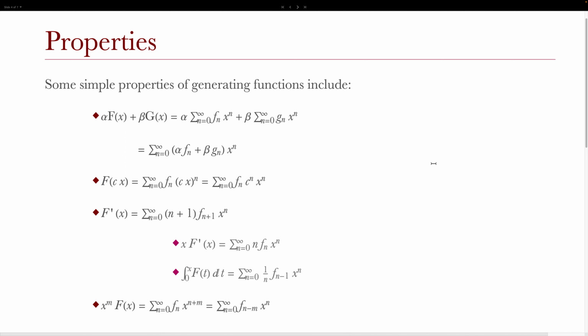Finally, we can see that when we offset our auxiliary variable, say taking x to the power of m times big F of x, we can either retrieve the infinite sum from n equals 0 of f sub n times x to the power of n plus m, or we can retrieve the infinite sum starting at n equals 0 of f sub n minus m times x to the power of n. Now, if some of these manipulations involving infinite sums are confusing to you, that's completely fine, because we actually have 2 videos coming out soon on finite sums and infinite sums, respectively.